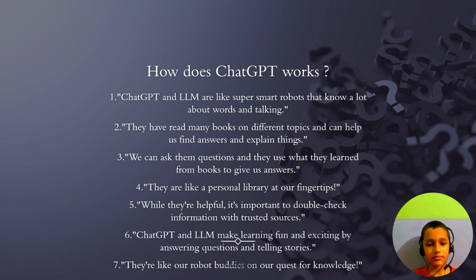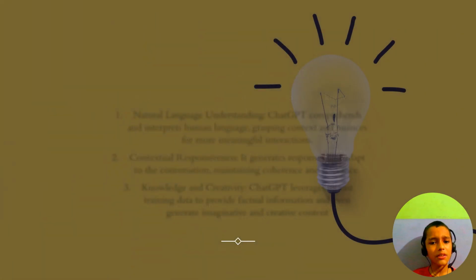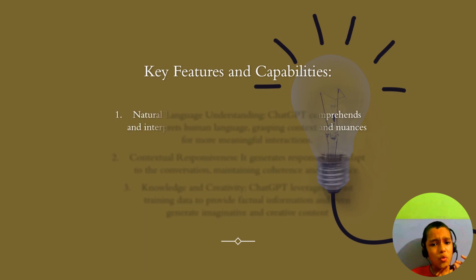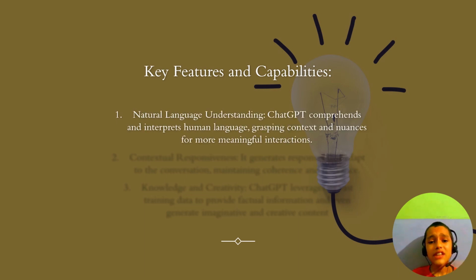Okay, so let's go to the next topic, that is the key features and capabilities of ChatGPT. First is natural language understanding. ChatGPT is really good at understanding human language. So first, be a good listener. Okay, so the first point is that if you want to solve any problem, first be a good listener.